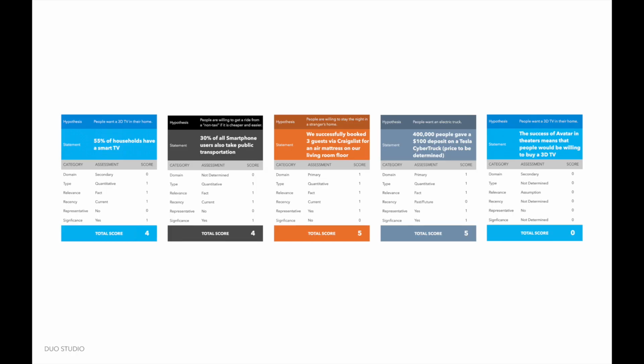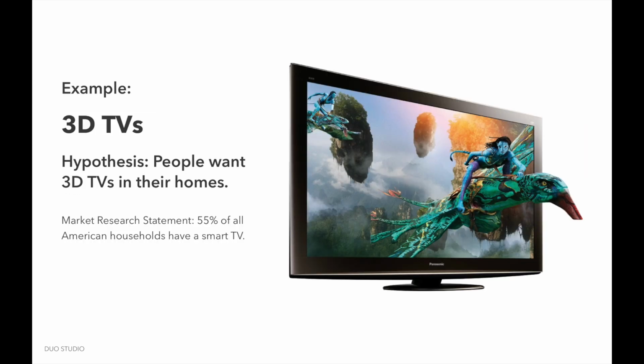These are 5 statements that illustrate how this tool would be used. These statements are typically used as a basis for launching an initiative, so let's take a look at them closely. The 3D TV initiative was an initiative that a lot of TV manufacturers undertook, right? Beyond the smart TV, they thought that customers wanted a 3D TV. And so this is typical of a statement that you would see in a market research report.